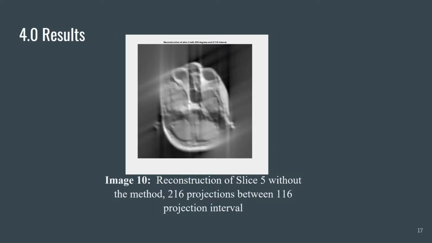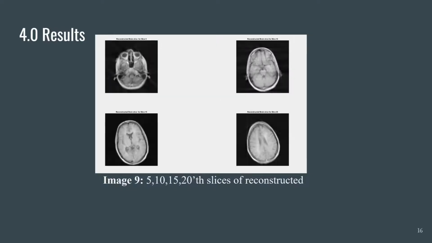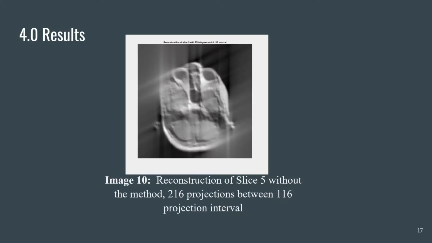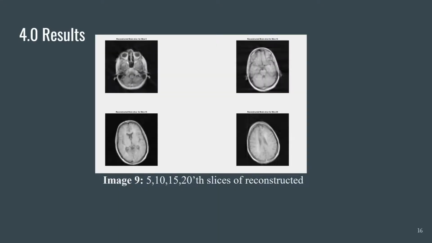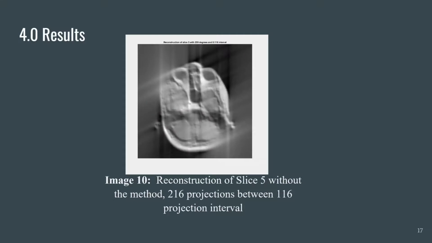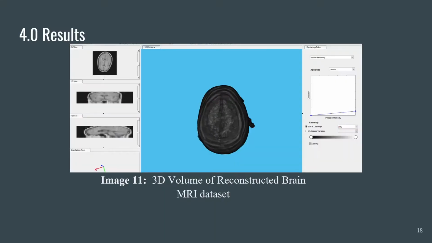And again, I am showing the slice 5 without my method, with the same number of projections that I have used with my method. As we can see, reconstruction with my method was way more successful, and this is unrecognizable. And this is the 3D reconstruction of the brain MRI dataset.